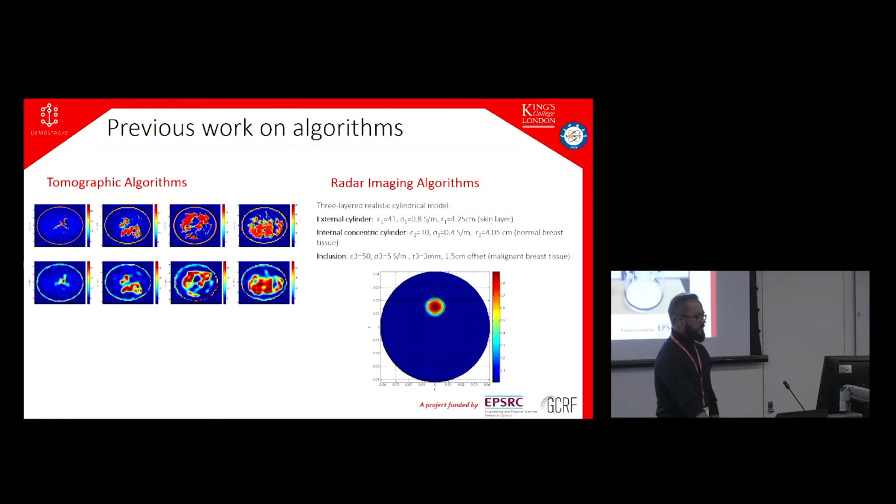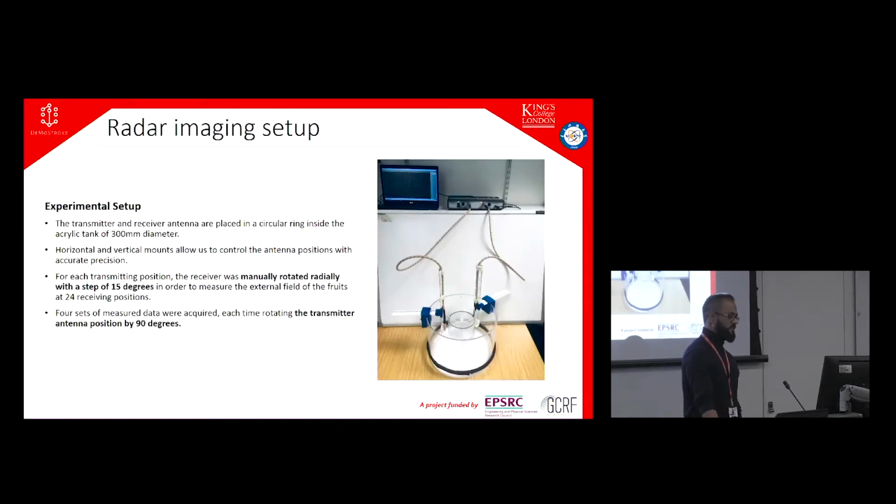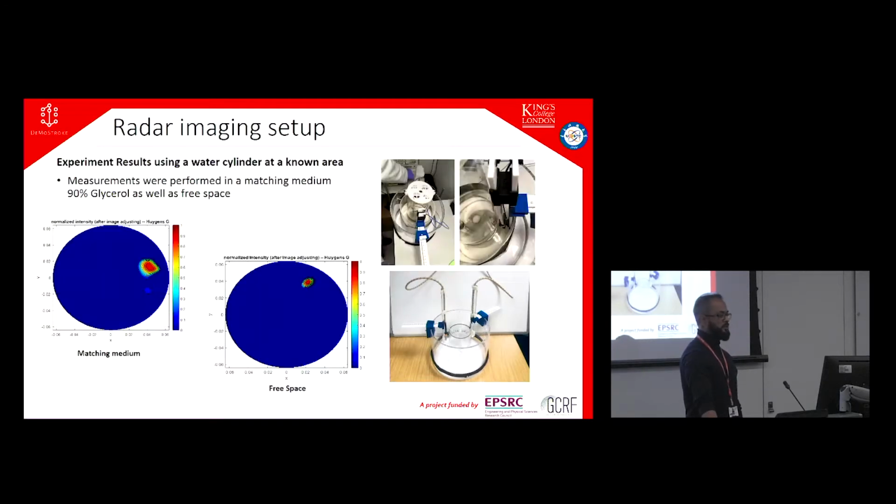A radar-based imaging setup is comprised of a very simple setup where we have two antennas in a circular geometry, and we manually rotate the antennas. For 4 antennas, we have 24 receivers at each location at a step of 15 degrees. We do this task manually, and this system is capable of operating in the free space as well as in the dielectric medium. These are the results of reconstruction when we put a water target at a known location, and we acquired the data with 4 transmitter locations and 24 receivers, both in free space and with the inclusion of dielectric.